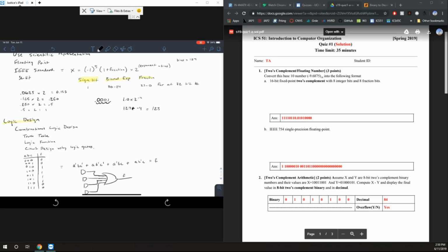For the 0.0001 where we moved it, it became 1 point something. The sign would still be 0 in that case, because it's still a positive number. And then the exponent would be 123, and then you just solve for all that stuff.